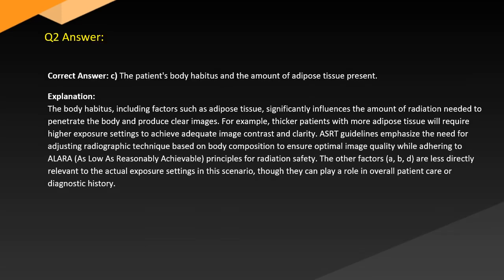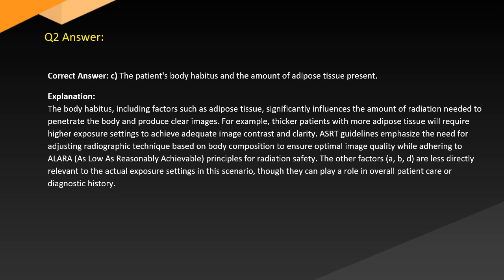Answer. Correct answer. C. The patient's body habitus and the amount of adipose tissue present. Explanation. The body habitus, including factors such as adipose tissue, significantly influences the amount of radiation needed to penetrate the body and produce clear images. For example, thicker patients with more adipose tissue will require higher exposure settings to achieve adequate image contrast and clarity.